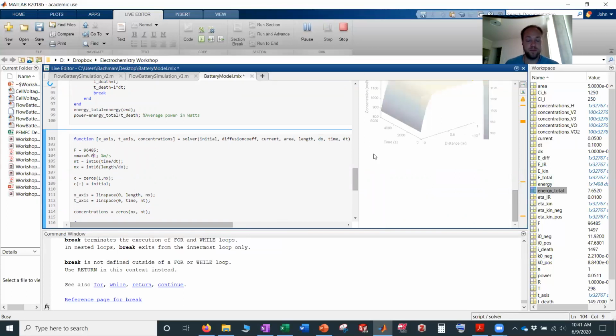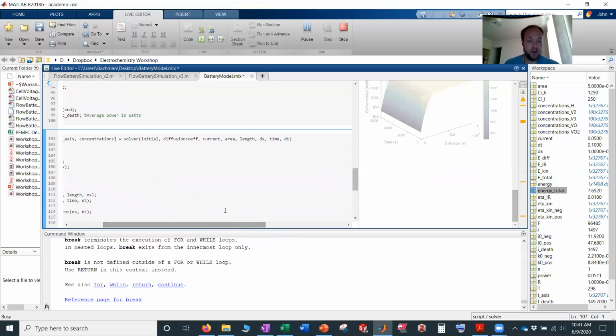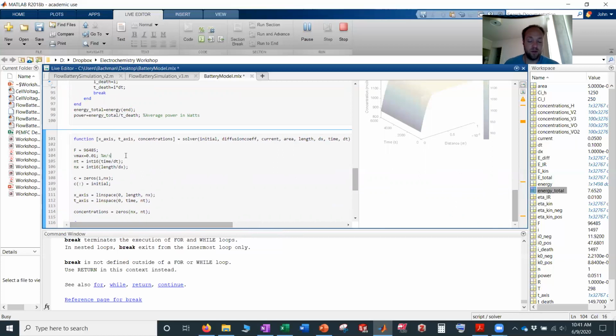Try running it again. Okay, so we're going to write this other part of the code where we're going to have a volume, right? So maybe this will be, let's say, 1 liter. So it's 0.001 meters cubed.